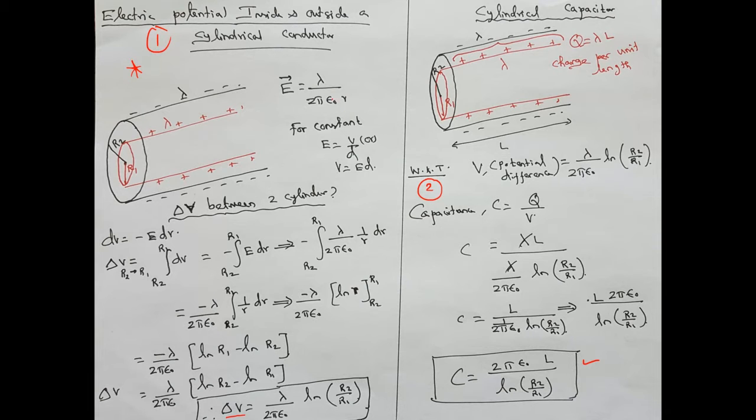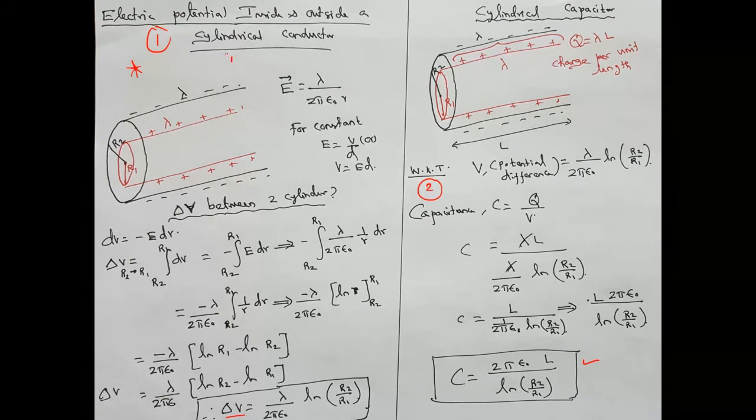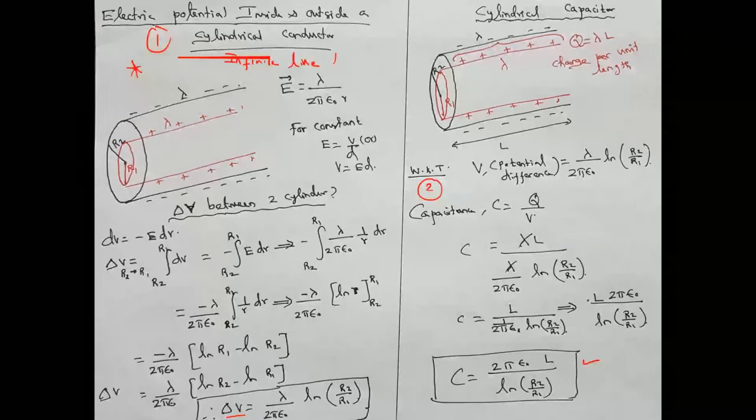Because in chapter number 23, we studied the concept of infinite line of charge. Am I right? Yes, infinite line of charge. We already studied this. What is the formula for infinite line of charge? We already know this formula: the electric field for the line of charge is equal to lambda divided by 2 pi epsilon naught multiplied by R.